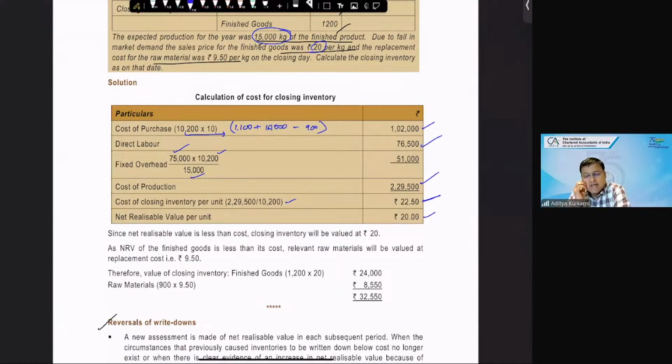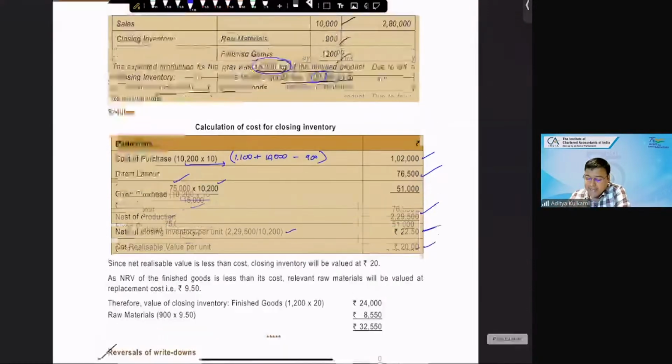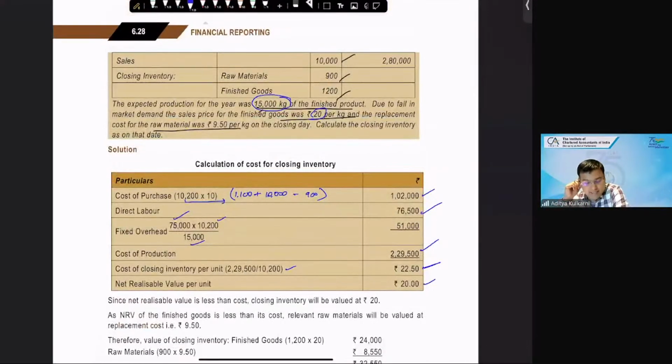Now there is one interesting thing here. See, ideally, do you sell your raw materials? Answer is no. I use them for manufacturing. So therefore, raw material NRV nobody finds out. Why? Because I don't sell a raw material. I use it for my manufacturing. So when you use it for your manufacturing, the question of selling it does not arise.